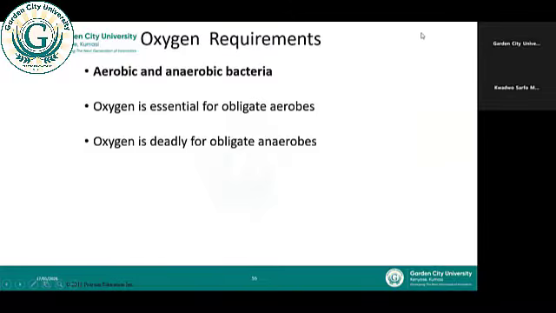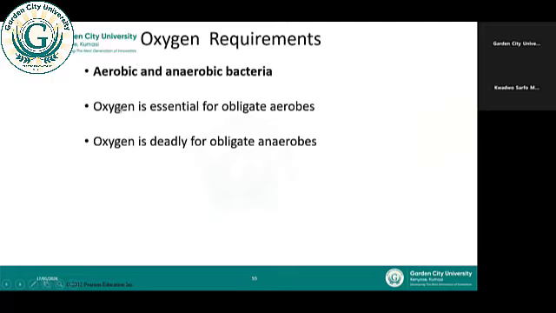So oxygen requirements: some like oxygen, some do not like oxygen. So we have the aerobic and anaerobic microorganisms. So mind you, bacteria is a group of microorganisms, not the general term for all microorganisms.